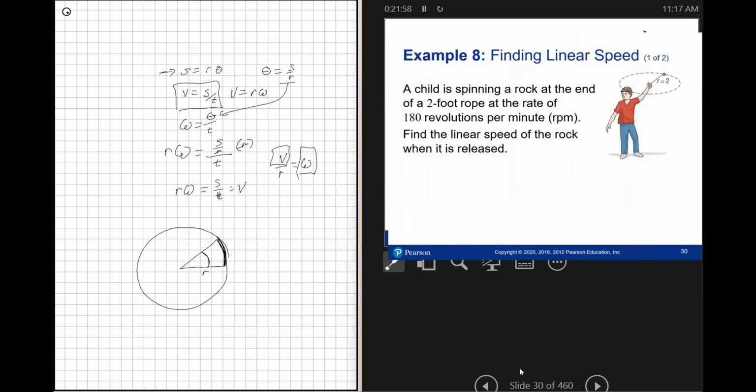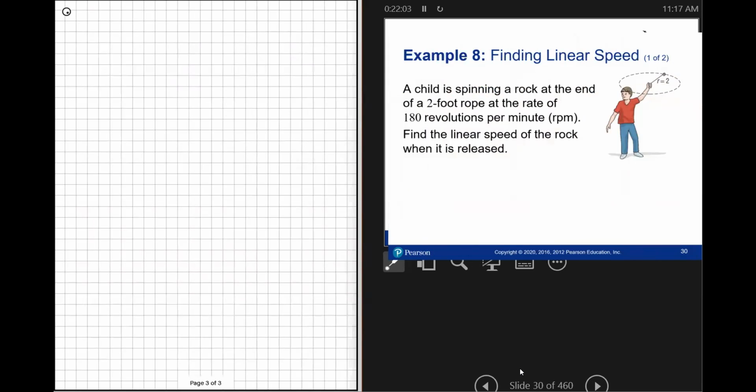Now, finding linear speed. So we have this circular motion, and this length is 2, and the speed is calculated in revolutions. So it does 180 revolutions per minute. So that's our RPM.